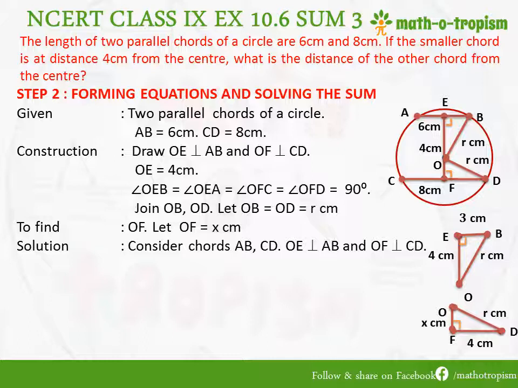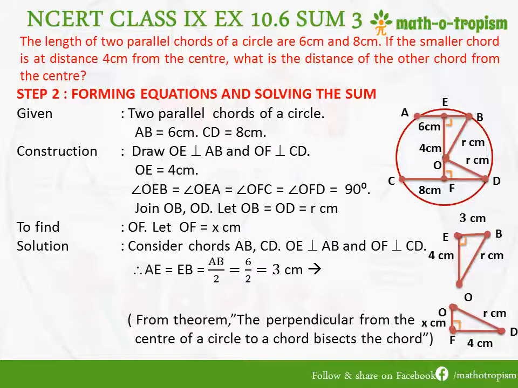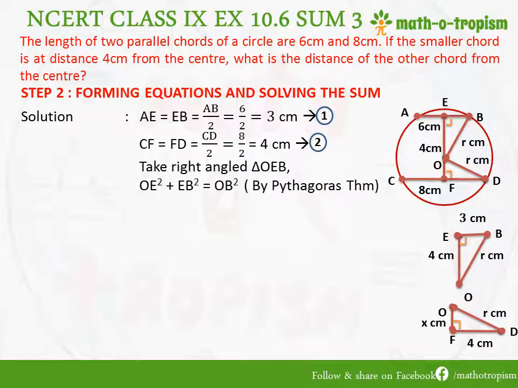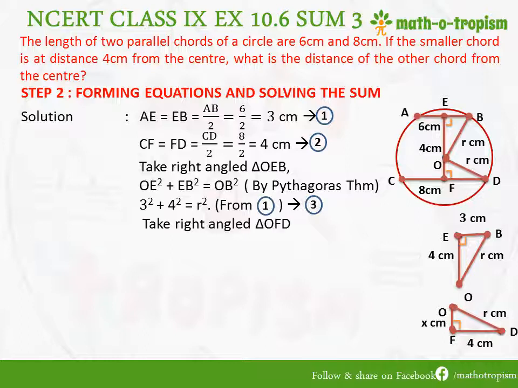The solution: when we consider the chords AB and CD with the perpendiculars OE and OF, we know that the perpendicular from the center of a circle to a chord bisects the chord. So AE is equal to EB, which is 6 by 2, so 3 centimeter. Similarly, CF is equal to FD, which is CD by 2, so 4 centimeter. We will keep this as equations 1 and 2. Then we take the right-angled triangle OEB. By the Pythagoras theorem, OE square plus EB square is equal to OB square. So 3 square plus 4 square is equal to r square. We keep this as equation 3.